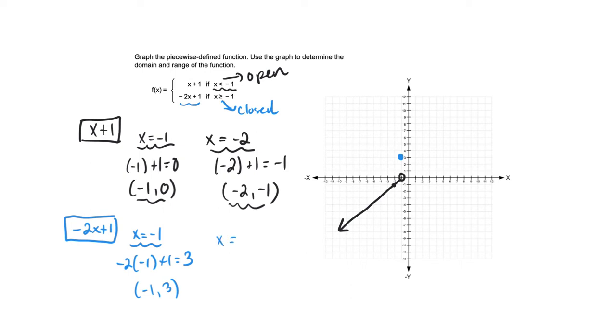And then if I pick a number to the right, 0 is to the right. Negative 2 times 0 plus 1 is just 1. So 0, 1 is on our graph. So you find 0, 1, and then we make that line, right? And it makes sense. It has a negative slope, so it should be going down and to the right. So that's how we graph this function.